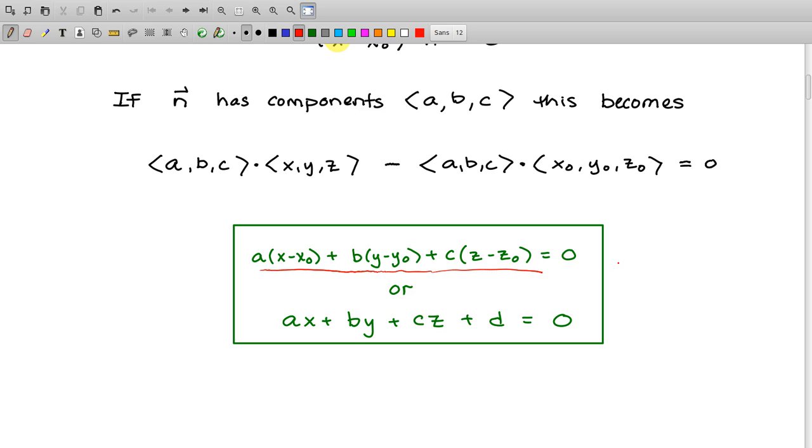Or if we simplify this a little bit and we let negative a x naught minus b y naught minus c z naught, which is just a set of constants a, b, c and another set of constants x naught, y naught, z naught, be some number d, then we can shorten this definition to ax plus by plus cz plus d equals 0. And what's really important to note from a practical perspective is that if the normal of the plane is defined by the coordinate vector (a, b, c), you can read the normal right off of this standard definition of a plane.